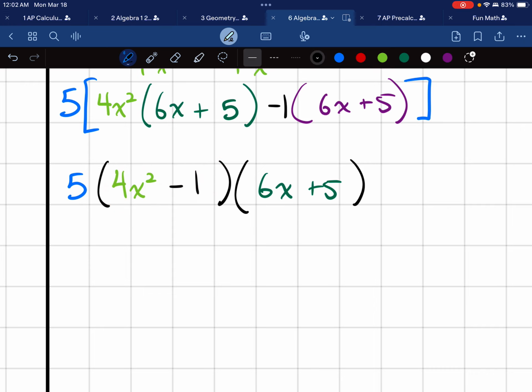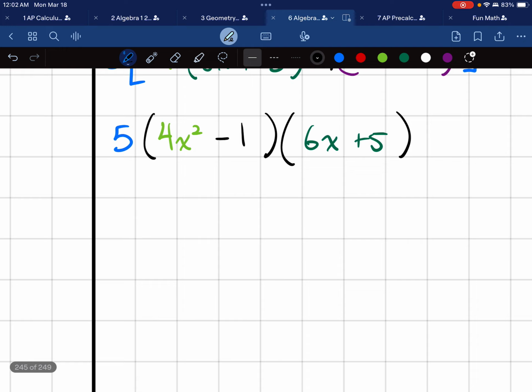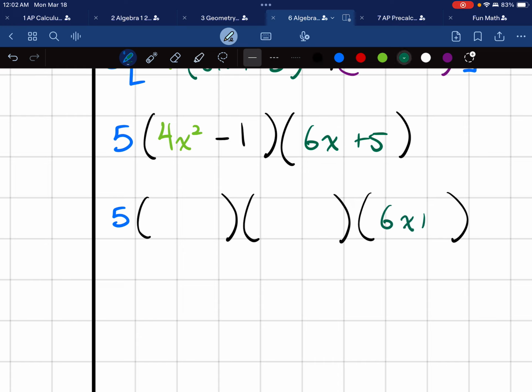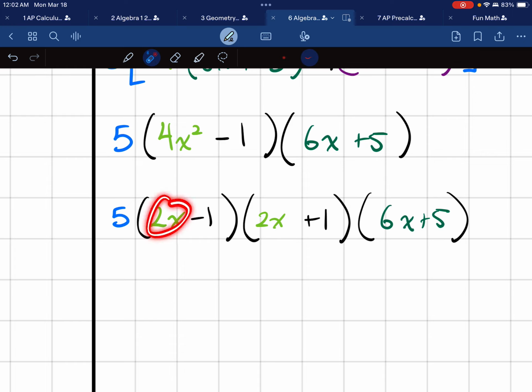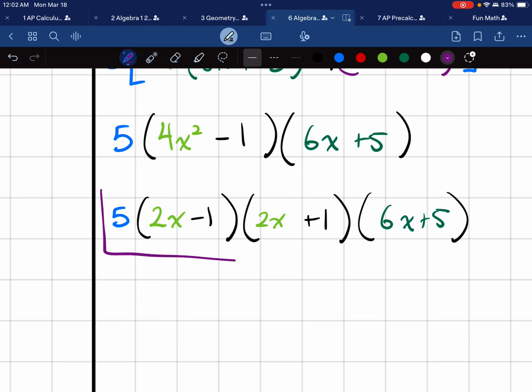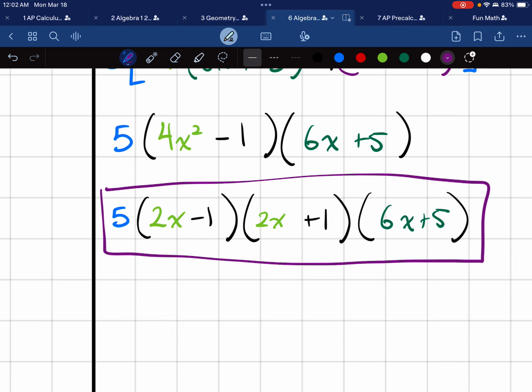A difference of squares always factors to a conjugate pair, meaning we have 2 factors. And then we still have this 6x plus 5. Here are the 2 factors: we have a 2x minus 1 and a 2x plus 1. Check it out. 2x is the square root of 4x squared, and 1 is the square root of 1. This is your final and very, very complicated answer to your factoring by grouping question.